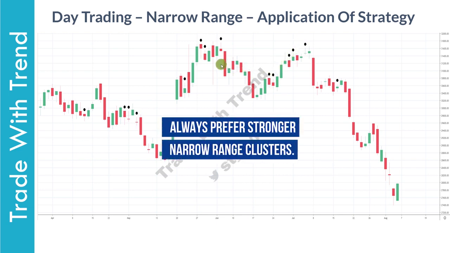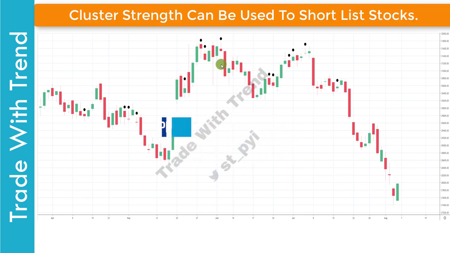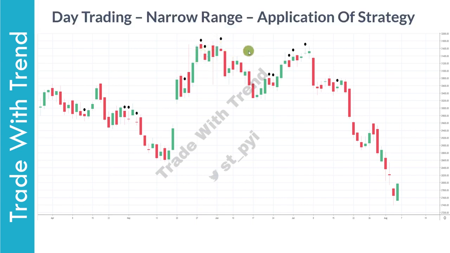Do note that when you compare this cluster with the one present here, clearly this cluster is more strong due to the presence of more narrow range candlesticks in this cluster. You can also use cluster strength to shortlist more stocks. Now let's assume you have two stocks into consideration. One has a narrow range cluster of 3 candles and another stock has a narrow range cluster of 4 candles. Always give the second stock more preference because clearly that is the stock that has the strongest cluster. I hope this point is clear.